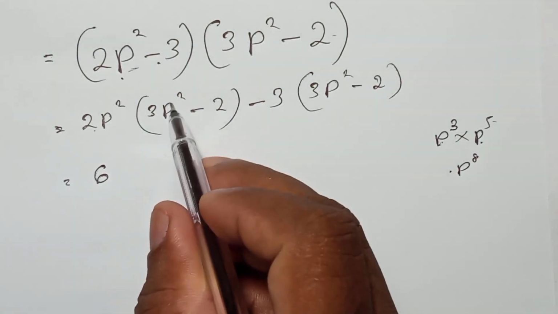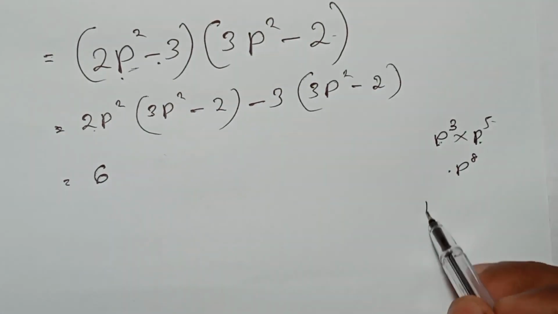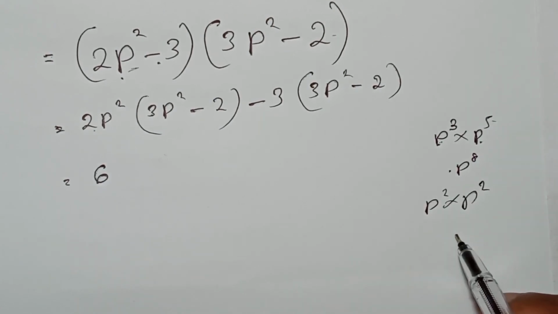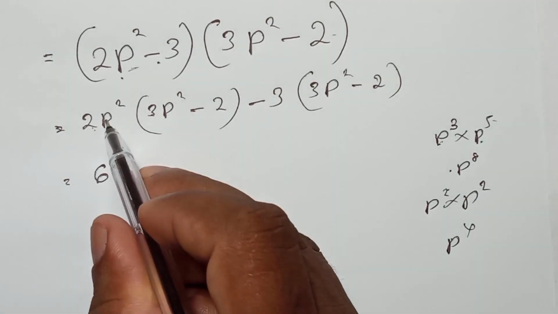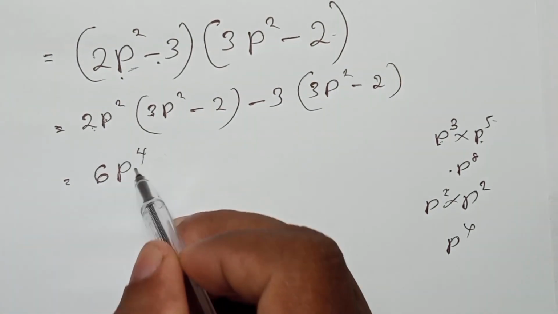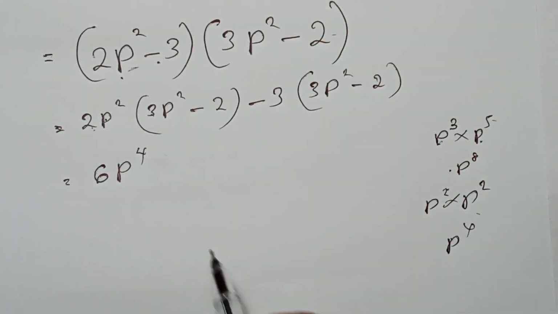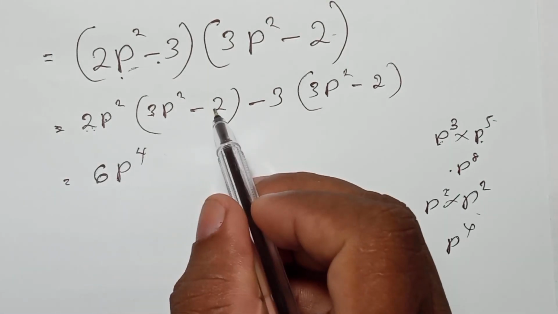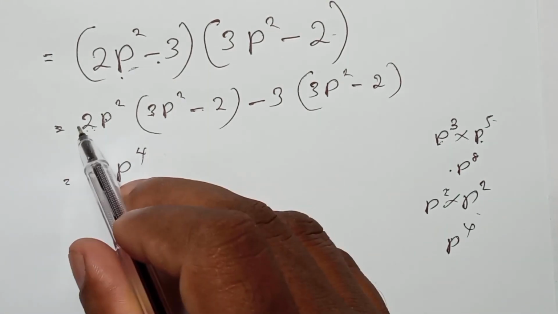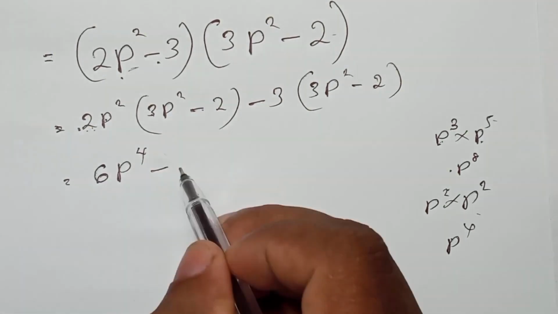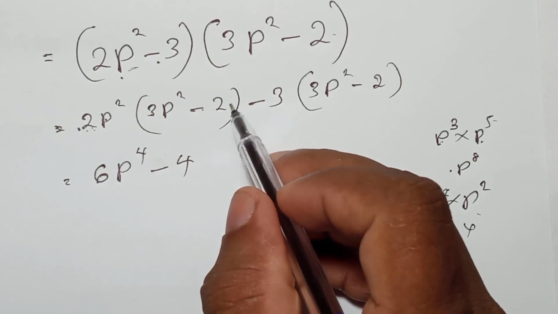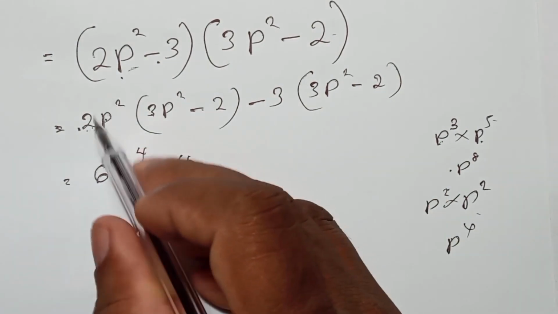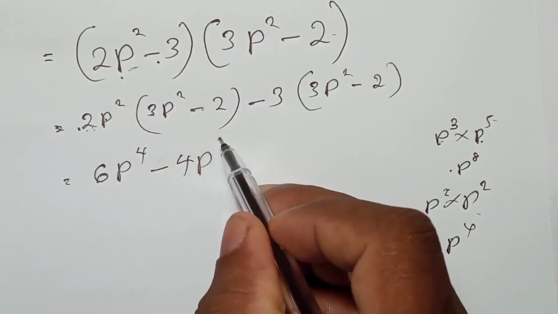Here p square into p square, right? It will be like this, p square into p square. So what is the answer? The same base, put the p, and 2 plus 2 is 4. Here 2 into 3 is 6, p square into p square will be p to the power 4. Okay, then 2p square into minus 2, plus 2 into minus 2 is minus 4, and here p square, right? There is no other letter here, so just this p square will come like this.